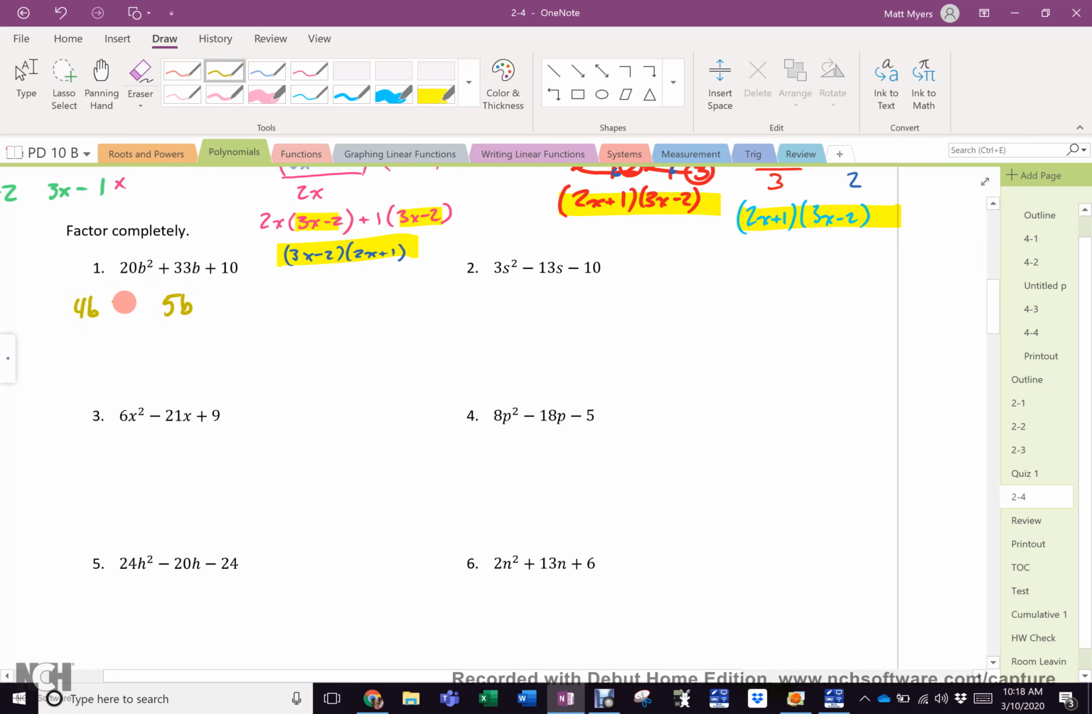So everything's plus, so plus 2, plus 5. Let's check. What's 4 times 5? 4 times 5 is 20. 20b squared. What's 4 times 5 here? 20. And what's 2 times 5? 10. Is 20 and 10 33? No, so we're wrong. Okay, what if we do this? Plus 5 and plus 2. What's 4 times 5? 20. What's 4 times 2? What's 5 times 5? 25. Is 8 and 25 33? Yes. There's our answer. Everybody understand?